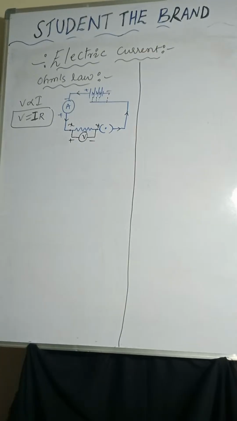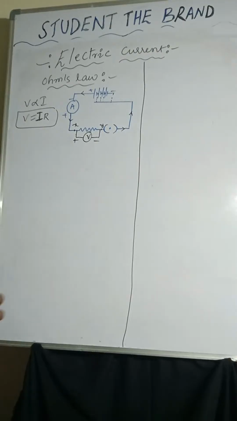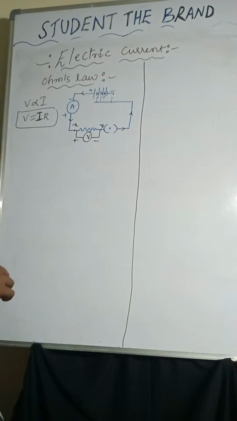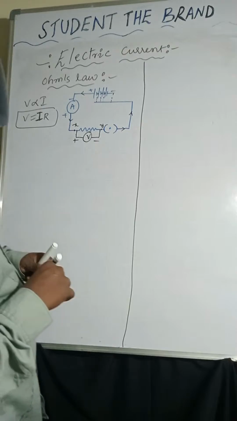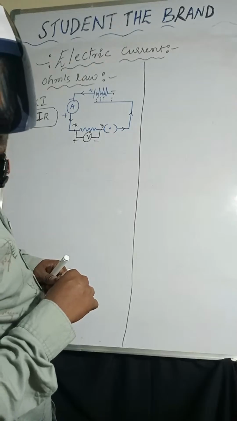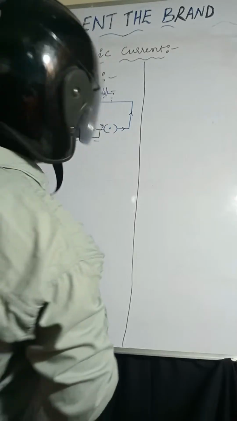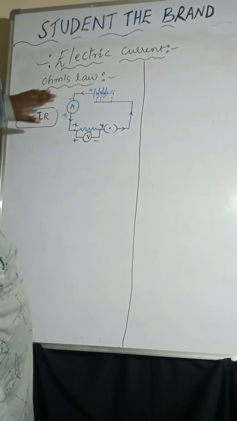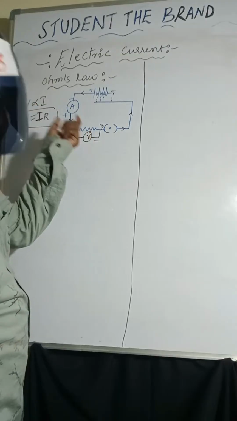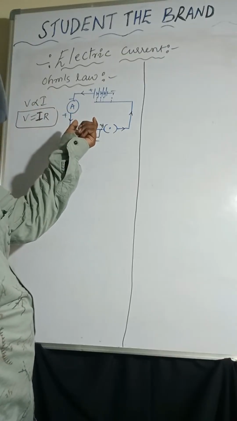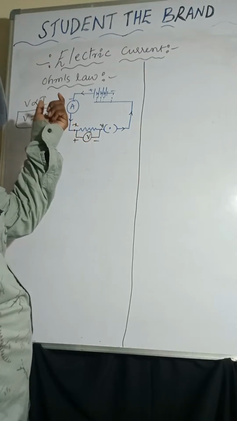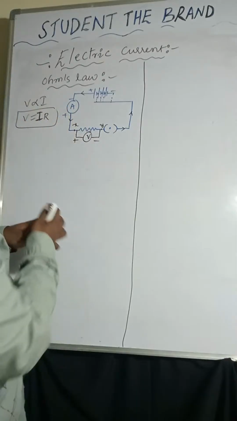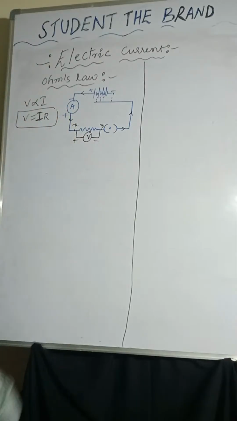Is it visible? Okay, done. Now you can see here. Current is flowing through it. The potential difference across the ends of the given metallic conductor is directly proportional to the current flowing through it. V is directly proportional to I, V equals IR.